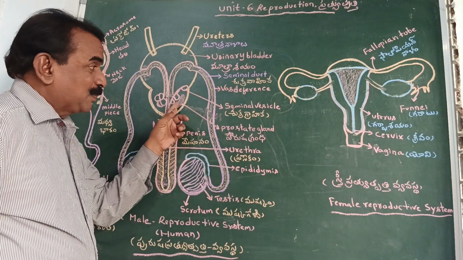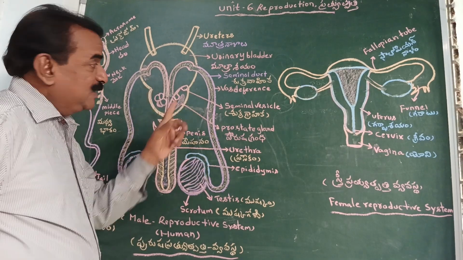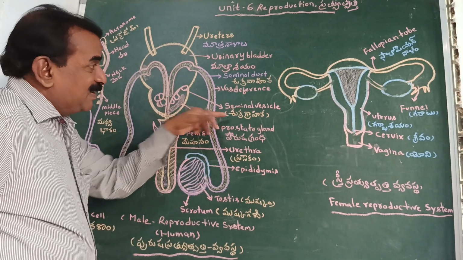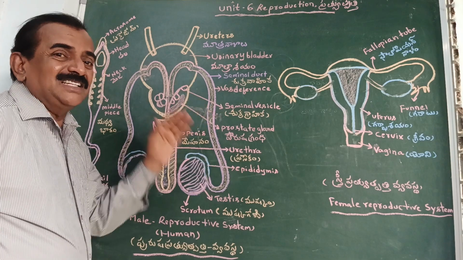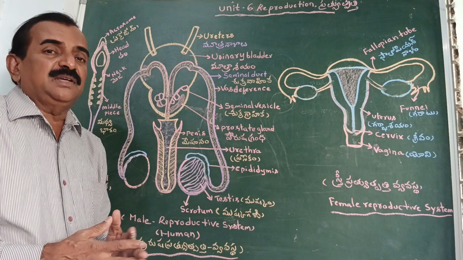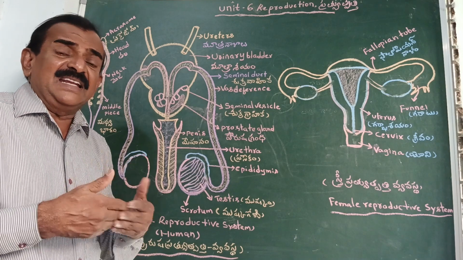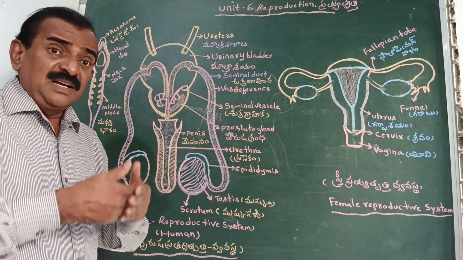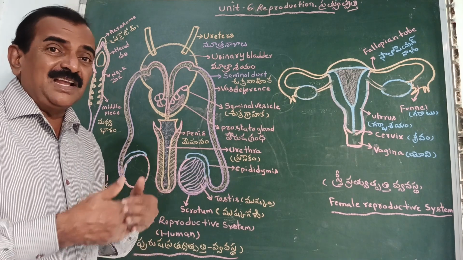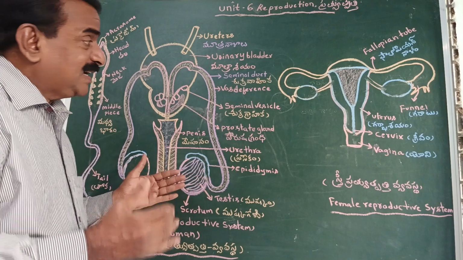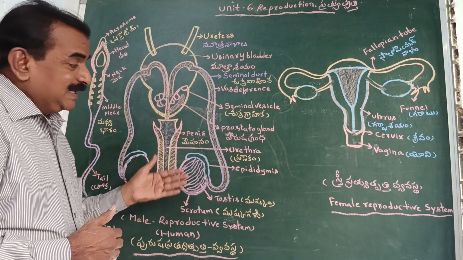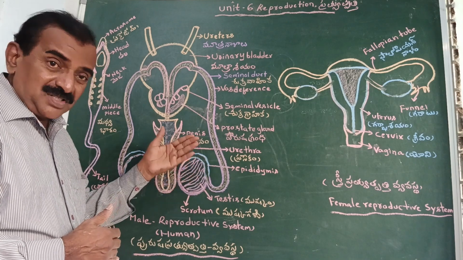Cowper's glands are also present here. This is the prostate gland, a single prostate gland, and the seminal vesicles are present. All these are parts of the male reproductive system. In an examination you may get a question like this: describe the human male reproductive system with the help of a labeled diagram. At that time you need to draw this diagram and explain the parts step by step.